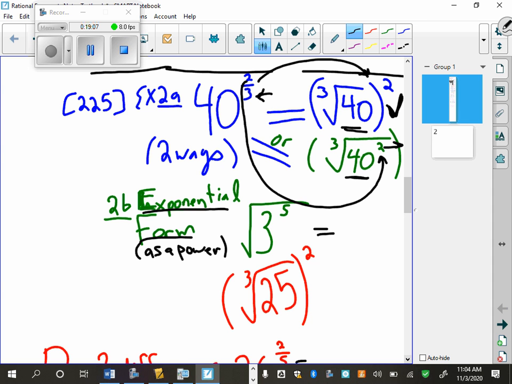Remember the index on square roots? You don't see one? There's an imaginary 2 there. Even though that looks like an 8, there's an imaginary 2 there. So according to the formula, x to the m over n, is this root the denominator or the numerator? That's the denominator, okay? So this is not 3 to the 2/5, as you kind of read it left to right. It's the opposite, 3 to the 5/2, which means square root.